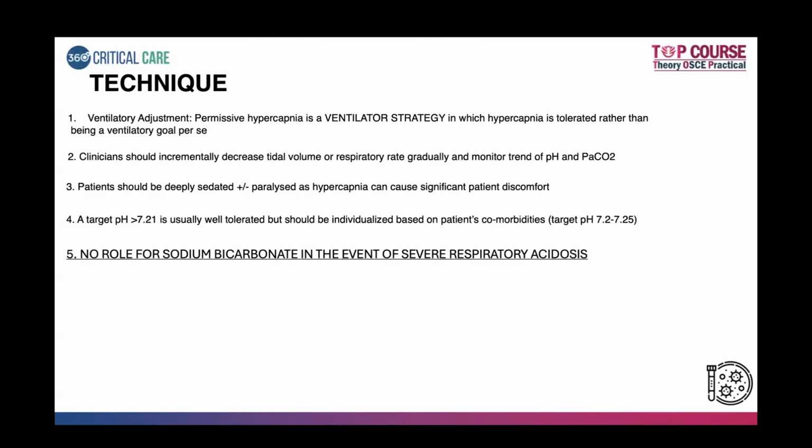And the most important thing to keep in mind is there is no role for sodium bicarbonate in the event of severe respiratory acidosis. It does not have any role, it is not beneficial, and it will not serve any purpose. So in patients who have developed permissive hypercapnia with severe respiratory acidosis, that is pH less than 7.2, no role for sodium bicarbonate.